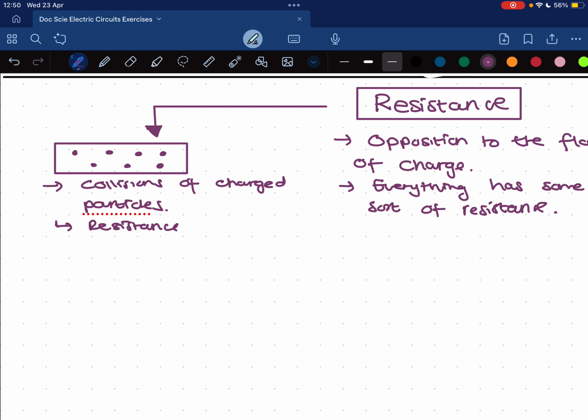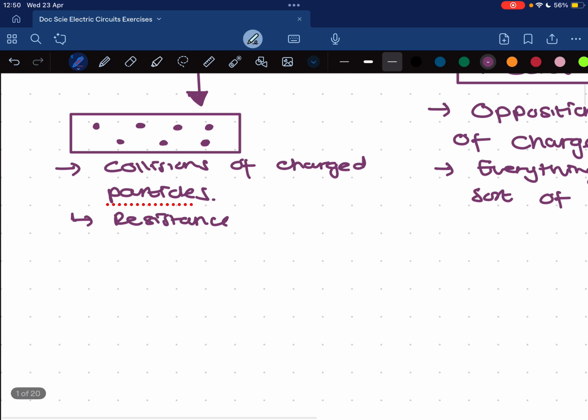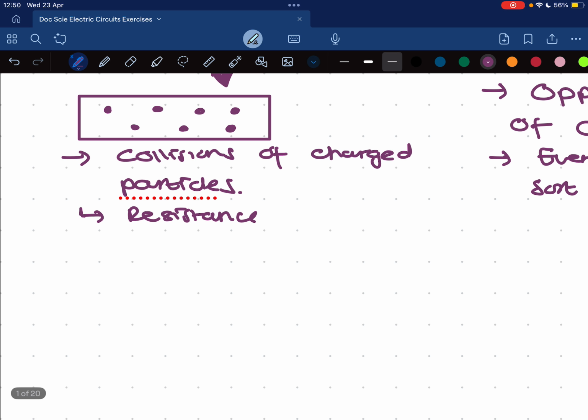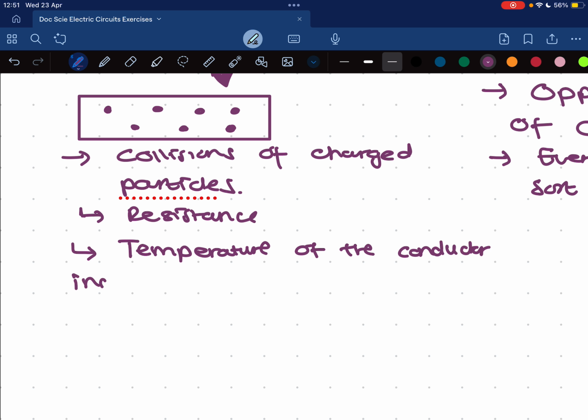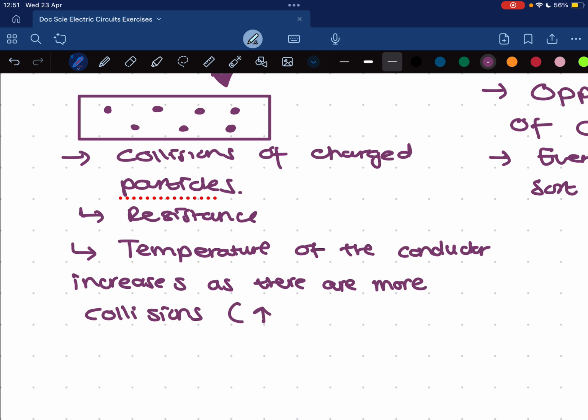Now, what happens is that as these particles collide and this resistance forms, the temperature of the conductor increases, as there are more collisions, which means more resistance.